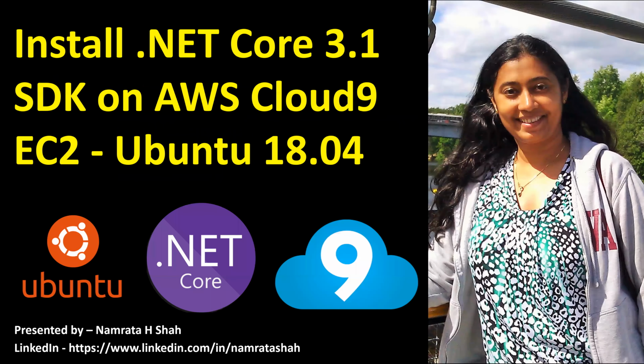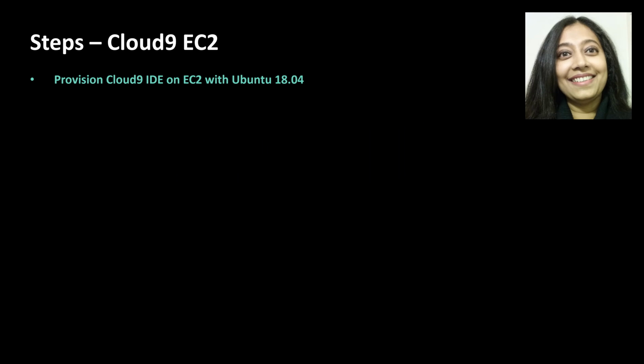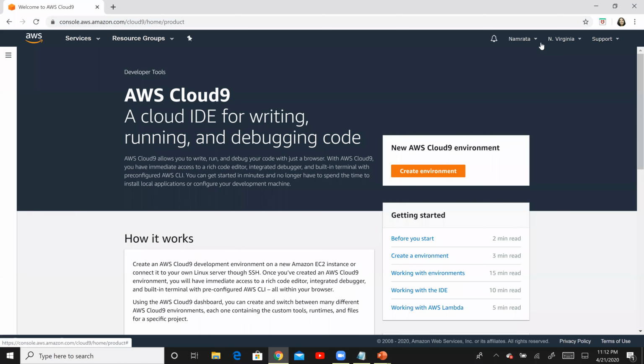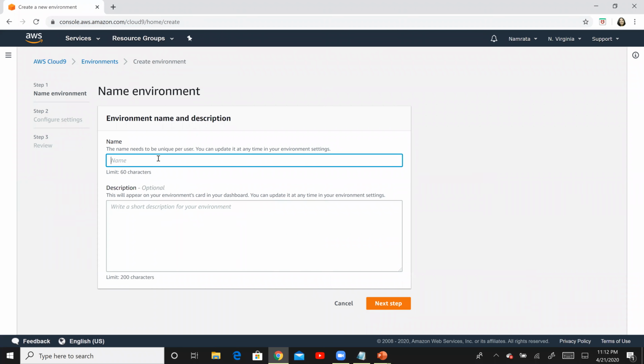So let's get started. The first step is to provision our Cloud9 IDE on an EC2 instance. So let me switch to my AWS console. This is my AWS console right here. Let's click on Create Environment. And we will give a name over here. So I'm going to say NAM Ubuntu. You can give whatever name that you like.